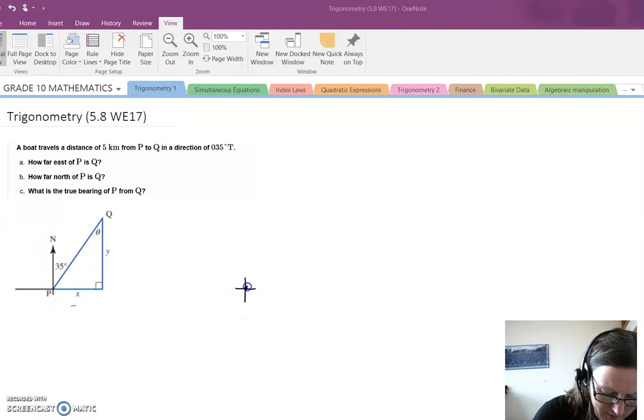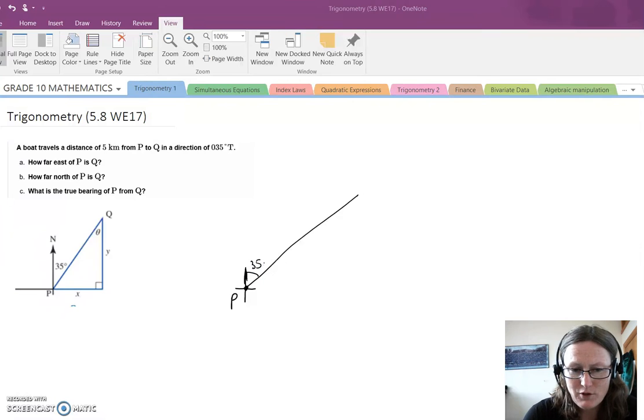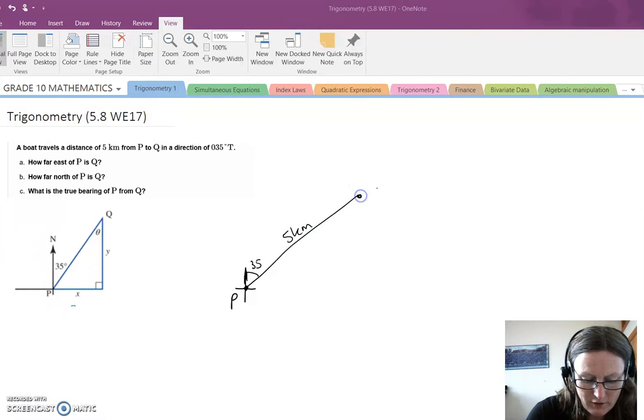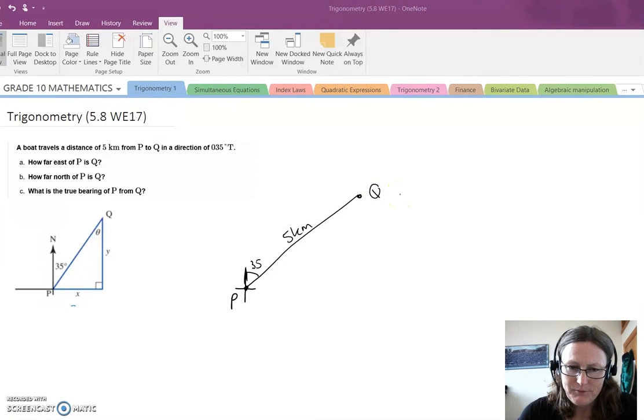This is point P. The boat travels 35 degrees true. So 35 degrees true is 35 degrees from north. So it travels 35 degrees true, a distance of 5 kilometres, to a point Q. So there's our picture.